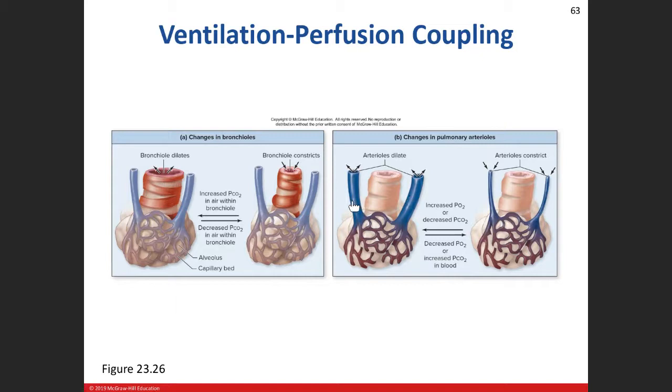Now when we talk about the arterioles here, if we see an increase in oxygen or a decrease in carbon dioxide, we're going to have vasodilation. We want to get that oxygen out to those tissues, so we want to circulate it through, and vice versa. If we have a decreased amount of oxygen and an increased amount of carbon dioxide, we're going to get our vasoconstriction here. So we're going to decrease the flow until we can oxygenate our blood more and get rid of that increased carbon dioxide.